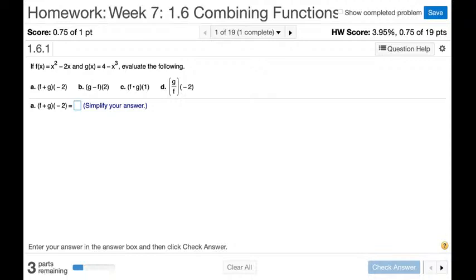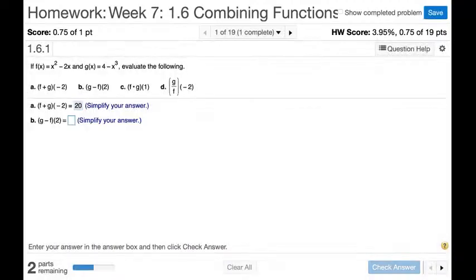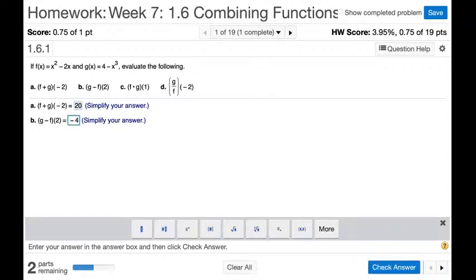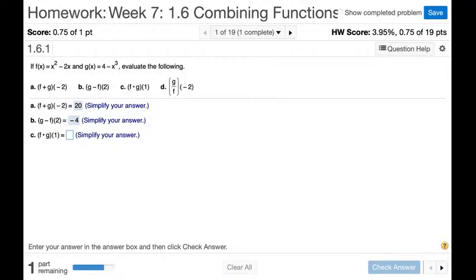4 plus 4 is 8. That's going to be a positive 8. That's 12. That's 20. g, so if we plug in 2, that's going to be a negative 4. Let me write that one down. Negative 4. f, 4 minus 4 is 0. So that should be the answer. If we plug in 1 into f, that's going to be a negative 1. That's going to be 3. So the final result is going to be negative 3.